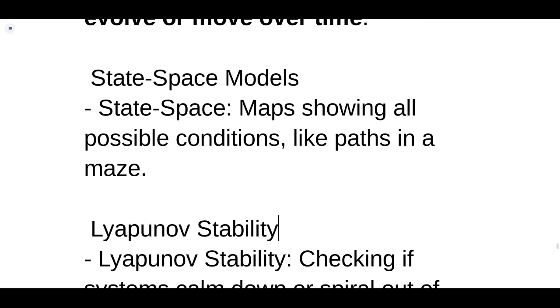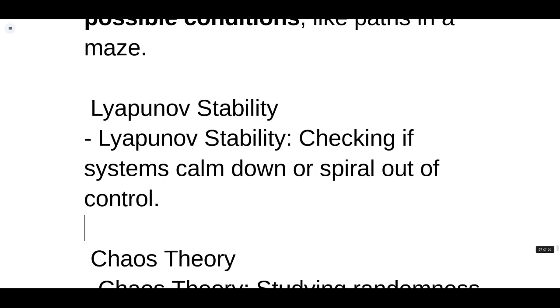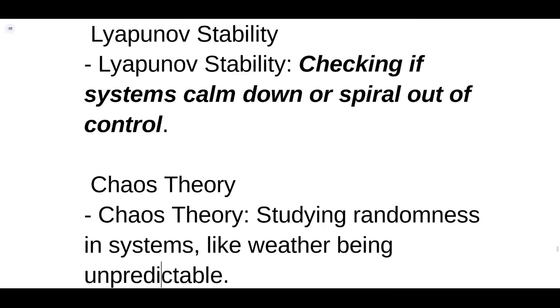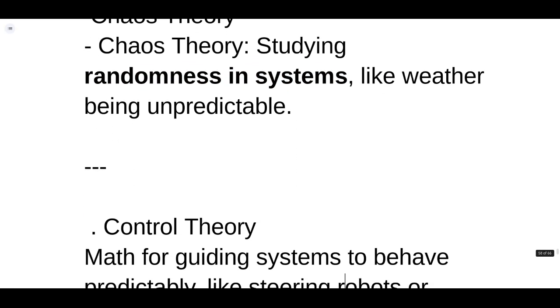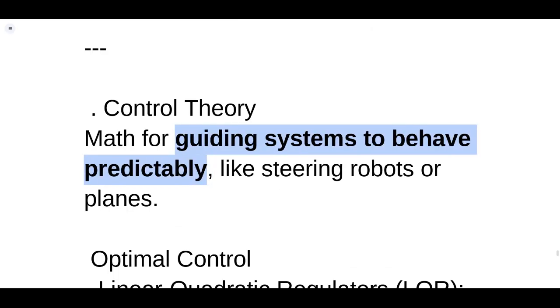State space models, state space maps showing all possible conditions. Lyapunov stability, checking if systems calm down or spiral out of control. Chaos theory, studying randomness in systems. Control theory, math for guiding systems to behave predictably.